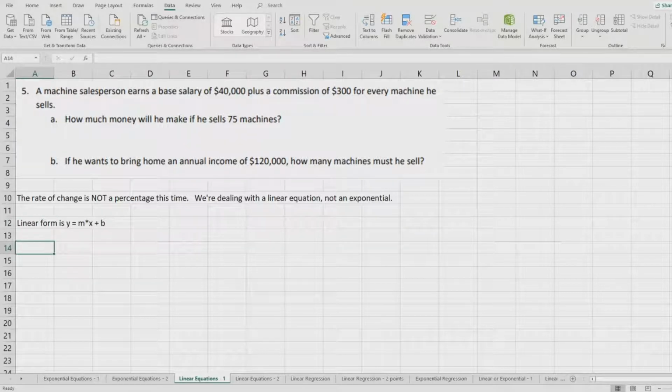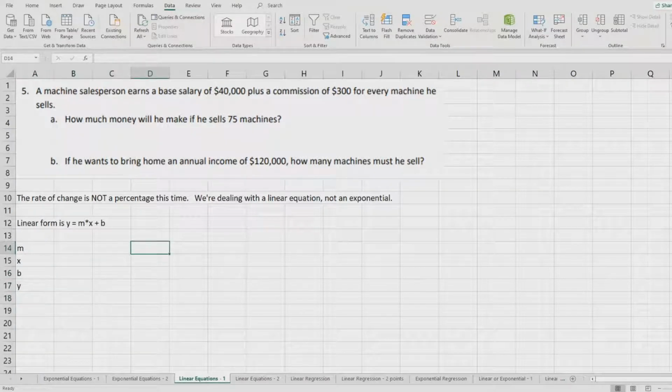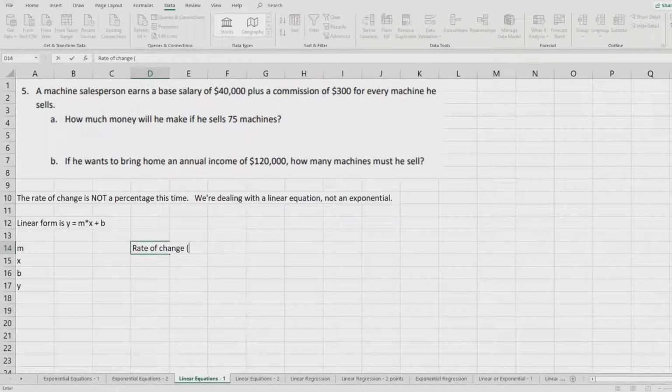So let's make a list of the letters. M, X, B, Y. So M is going to be our rate of change. Now this isn't always easy to find in the wording of the question because each question is written differently and it's not always a simple matter to pick out which number should be the rate of change. So when you are trying to locate the rate of change, look for certain words. You want to look for per, each, or every. Usually the rate of change will be located nearby.